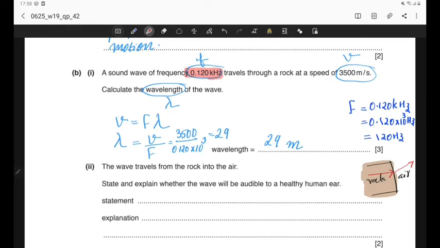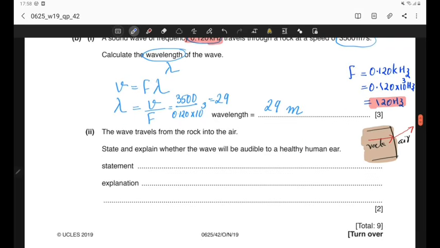Now let's check whether this sound wave with the frequency 120 hertz is audible. The audible range of sound waves is between 20 hertz and 20 kilohertz. And we have a sound wave with a frequency of 120 hertz, and definitely this value is in the audible range, so it can be heard.